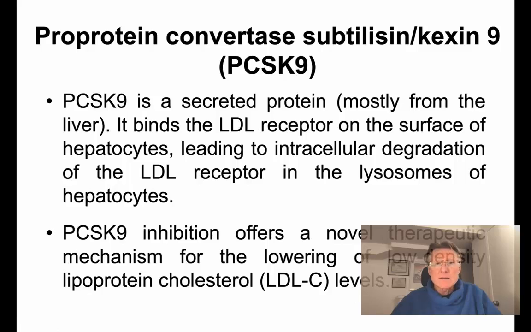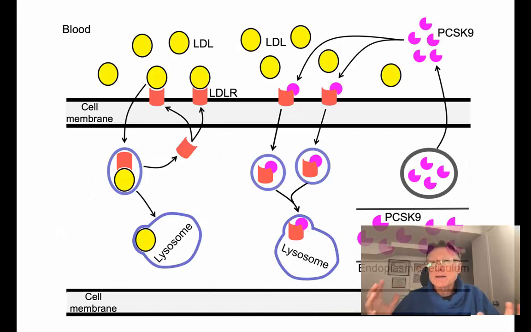So what the pharmaceutical industry did is say, well, if we can inhibit PCSK9, we can prevent the liver from not clearing LDL from the circulation. So we could actually reduce LDL levels, or the bad cholesterol, in the circulation if we inhibit PCSK9. That's a novel therapeutic mechanism that has been developed with the idea of lowering LDL cholesterol in the circulation. I have a diagram here, let's see if we can explain it better.